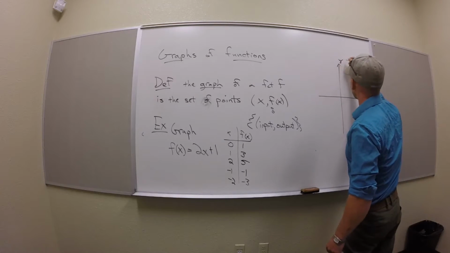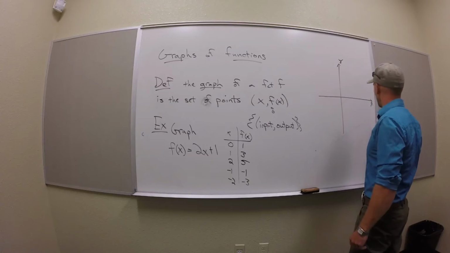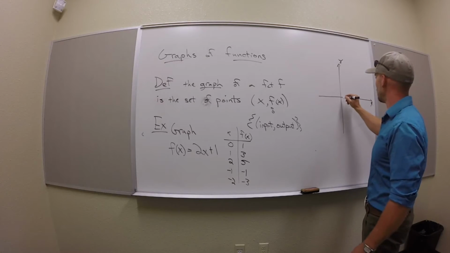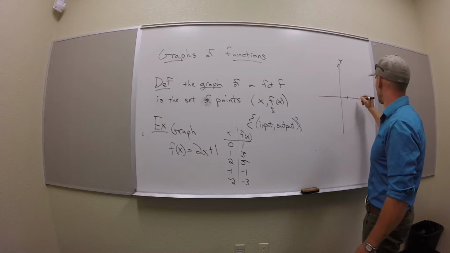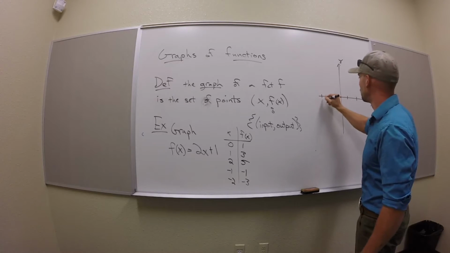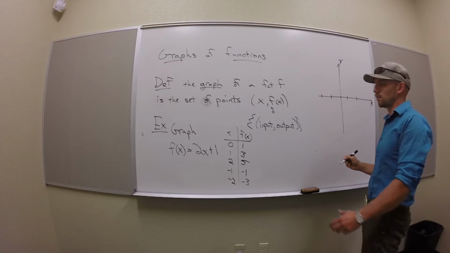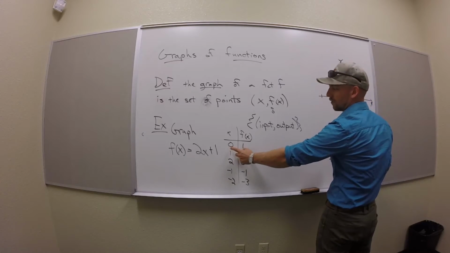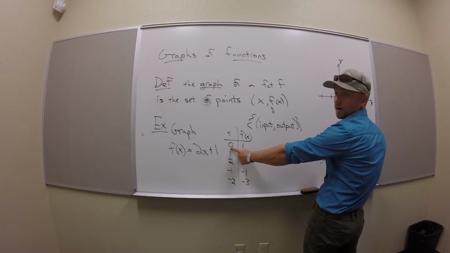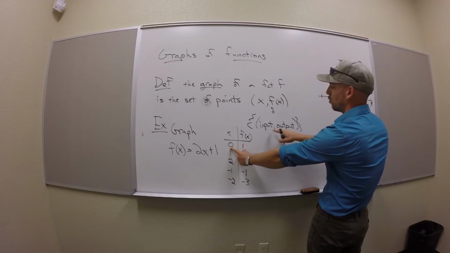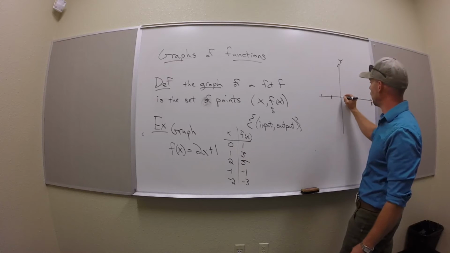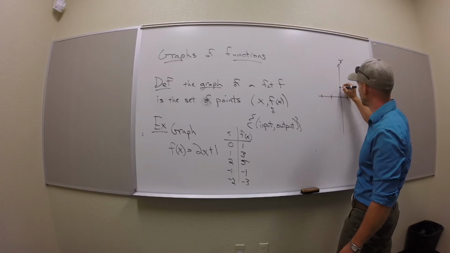Okay? Then when I want to actually graph that, I'm going to put some labels on some axes, x and y. Then I need some tick marks: 0, 1, 2, -1, -2 for the x's. Those are the inputs. Now I need to graph. This is an input-output pair, so I put a dot at that input-output pair. So 0, 1 means I go over 0, up 1, put a dot.